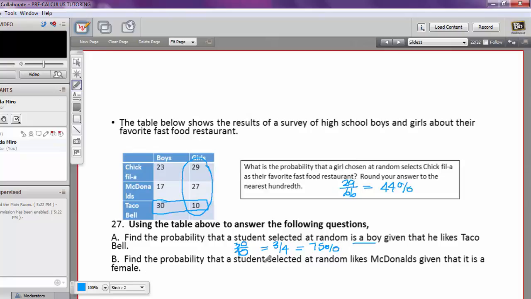B says find the probability that a student selected at random likes McDonald's given that it is a female. So again, since we're given that it's a female, we're going to do this out of females. So there's a total of 66 females. And now specifically we want to know about McDonald's. 27, we can do that as a percentage. 27 divided by 66, we get about 41%.